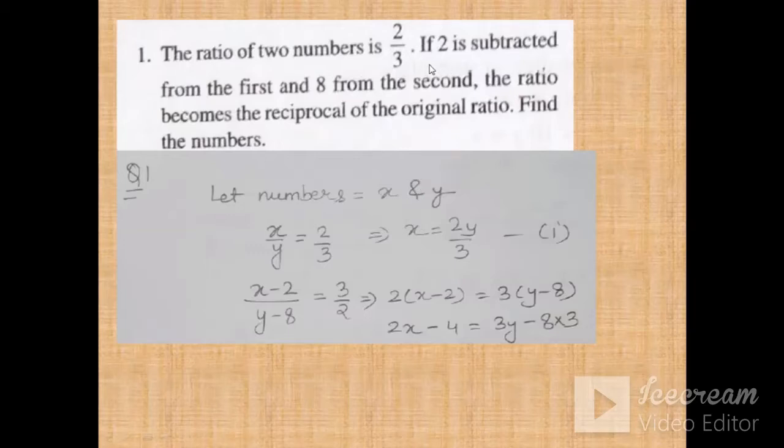In the next statement it is said if 2 is subtracted from the first, that is from x, and 8 from the second, that is from y, the ratio becomes the reciprocal of the original ratio. So the original ratio was 2/3, now it becomes 3/2. Now we will do the cross multiplication, so you will get this type of equation. After solving it, you will get 2x minus 4 equal to 3y minus 8 into 3. So finally we have this equation, 3y equal to 2x plus 20. Let this be our second equation.